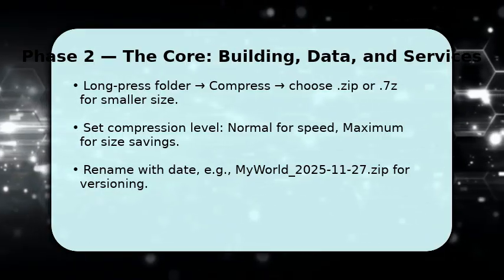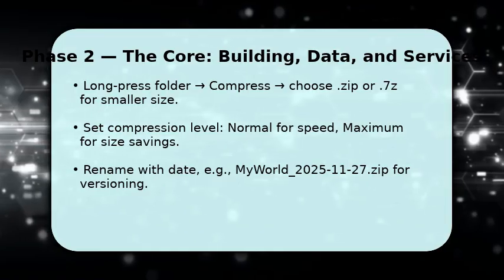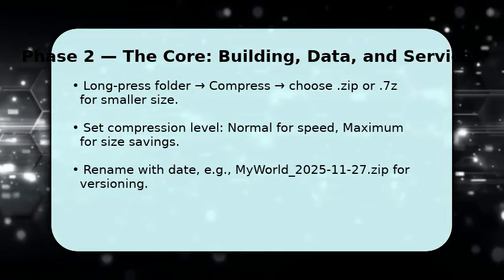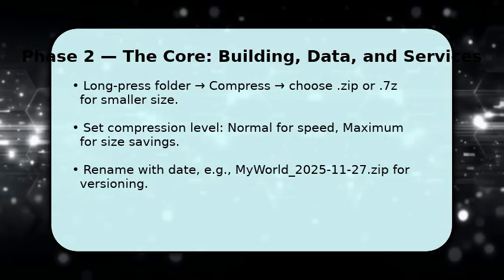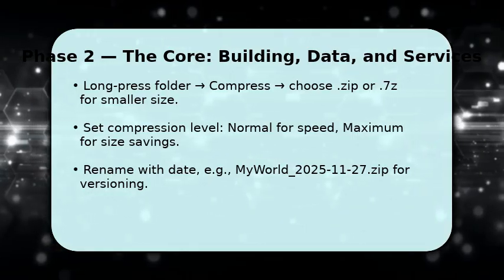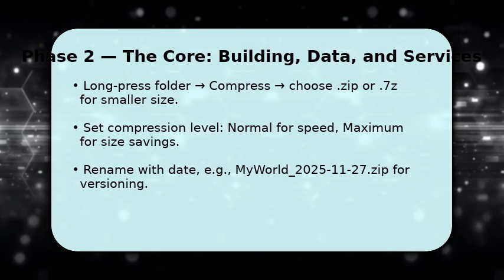Enter a clear name with a date. This helps version control and recovery later. Tap OK and monitor progress. If compression fails, free up space or try a different level. Once done, you'll have a single file that contains all world data and metadata.